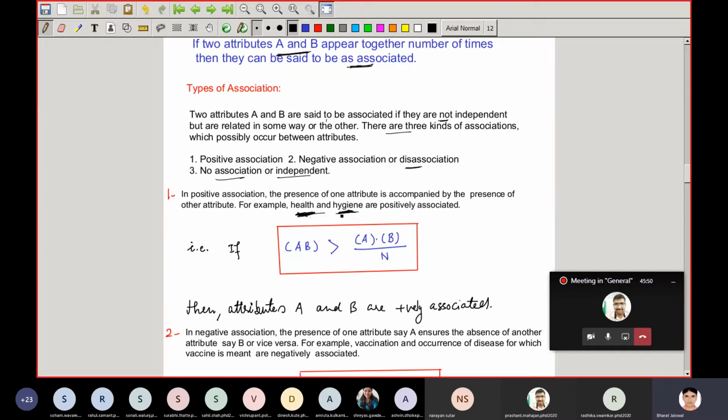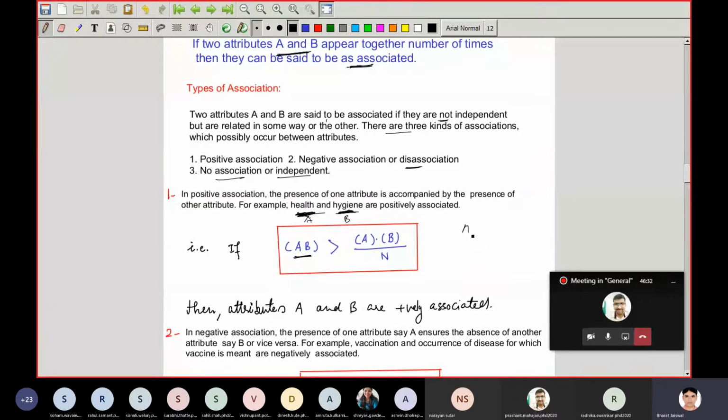So these are two: this is attribute first, this is attribute second, and there can be a positive association between health and hygiene. So if you want to calculate whether they are positively associated or not, we have certain rules here. If the frequency of the class having the attribute AB is greater than the product of the frequencies of the classes having the attributes A and B separately, divided by total frequency, then we say that A and B are positively associated.